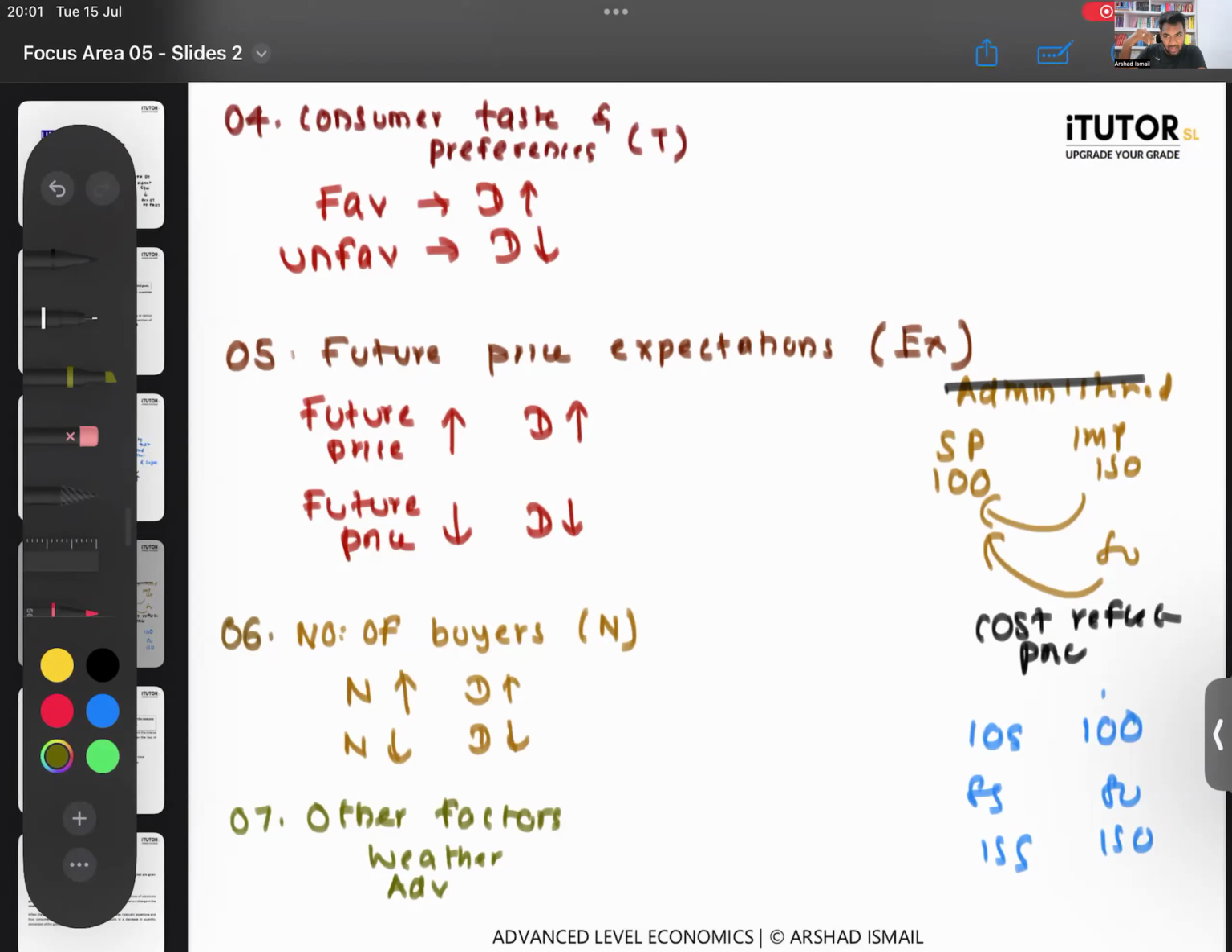Other factors, there could be 100 different factors. So for example, I'll say something like weather. If it is a very rainy season, what do you think will happen to the demand for ice cream? It's raining and pouring and very cold. What happens to demand for ice cream? Demand for ice cream can go down.